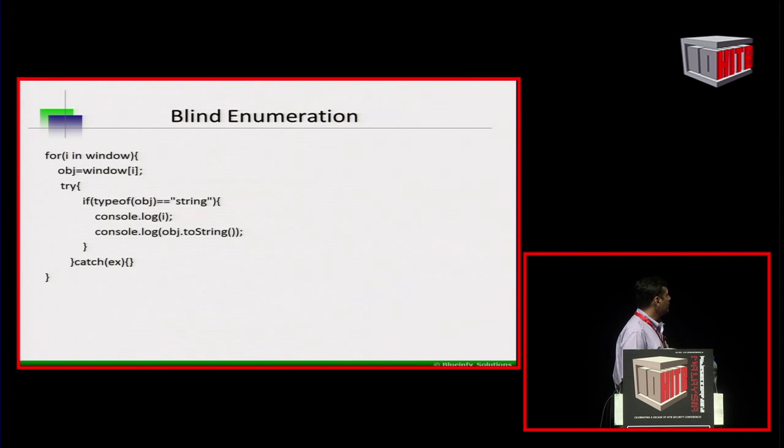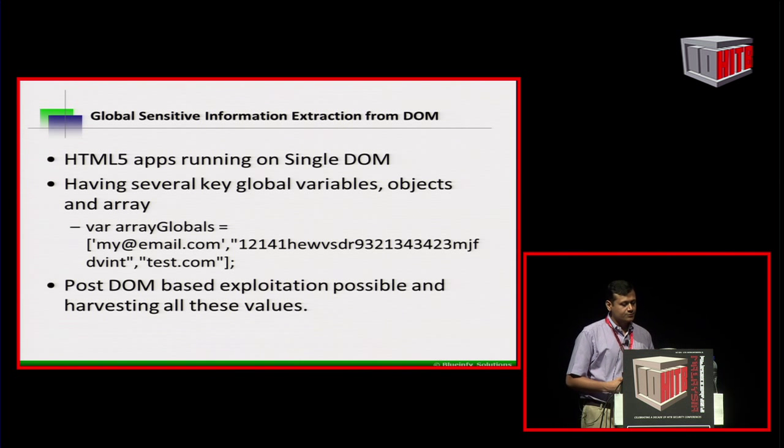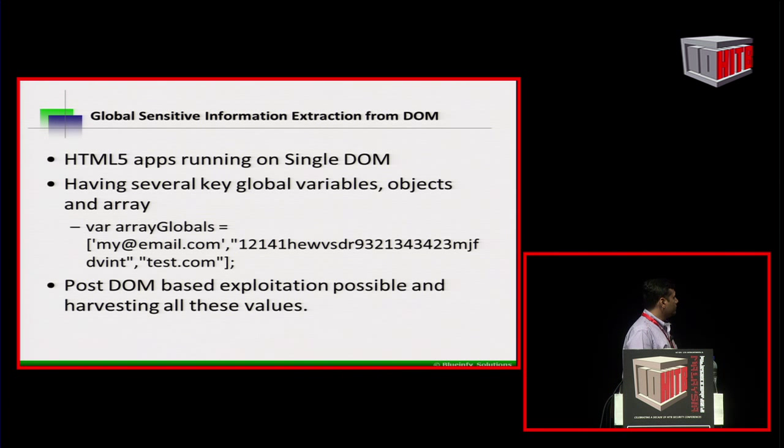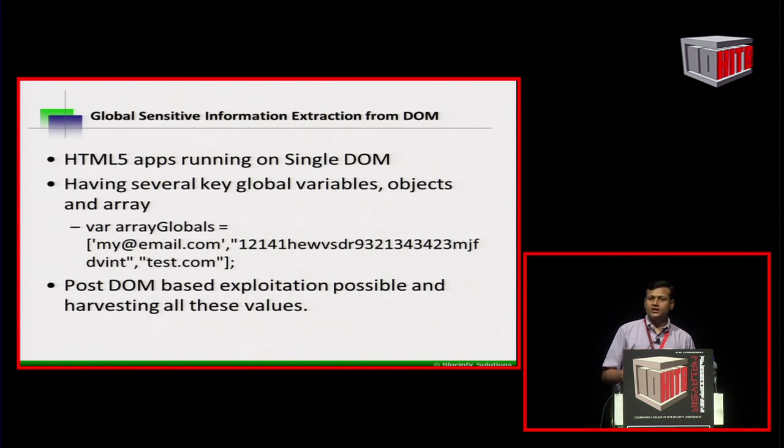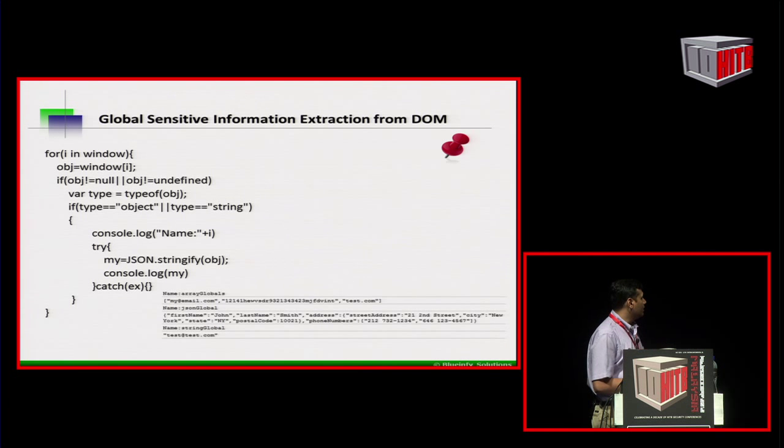And global variables can be easily retrieved with this loop, and then you extract these during your XSS payload. Now, many of these global variables would have email IDs, cross-domain tokens, session identifiers, and so on. So these global variables can be extracted as well. You can run this loop, and it will show you all the different global variables.